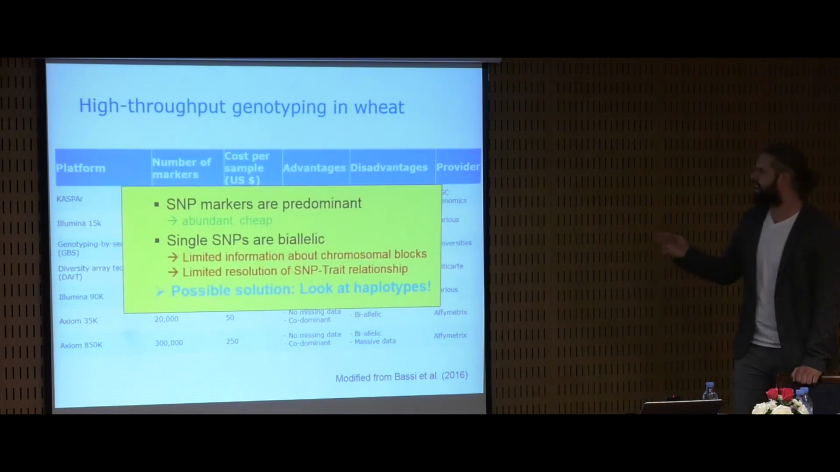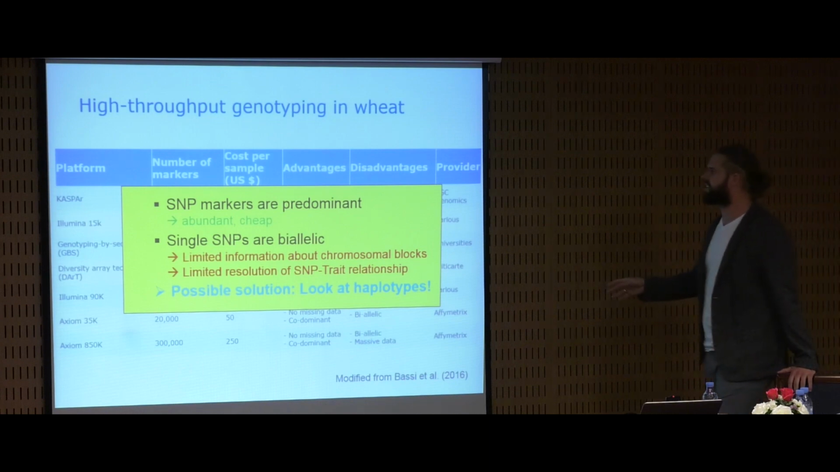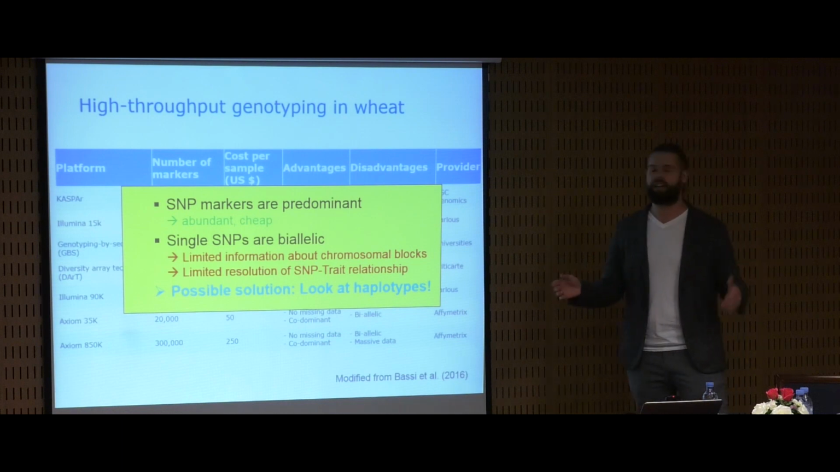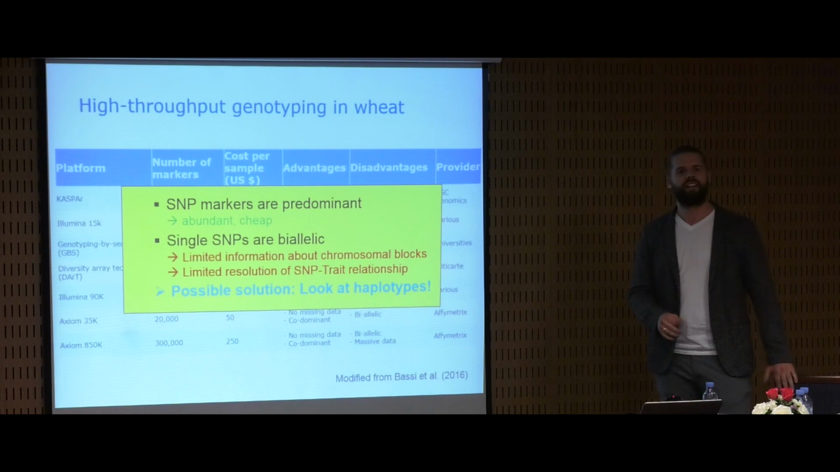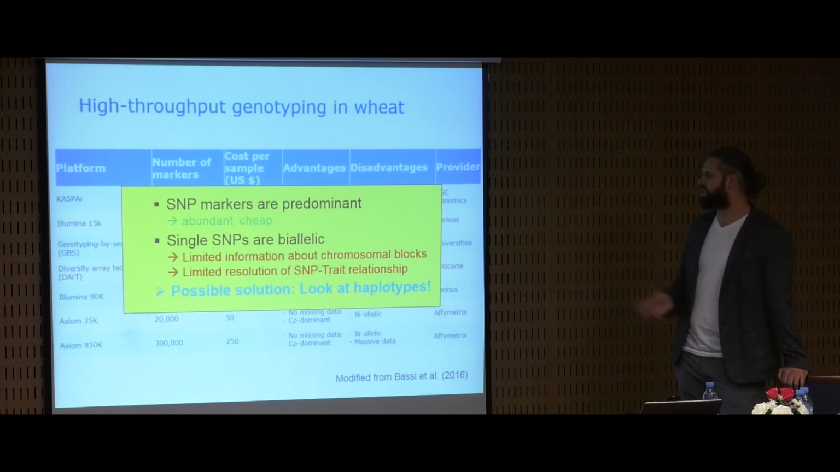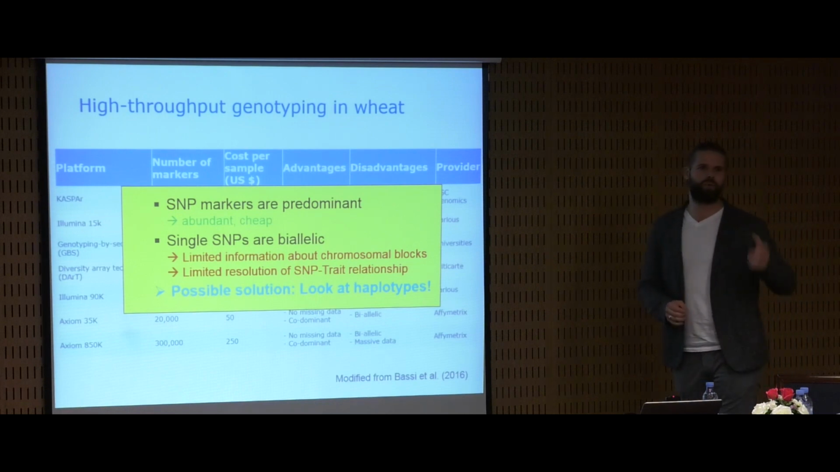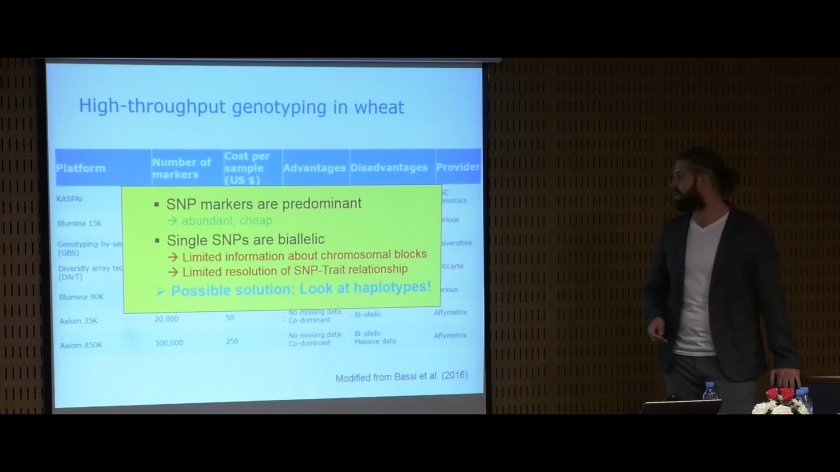And what we see here is that SNP markers are really predominant across all these different technologies, which is fair enough because SNPs are basically everywhere. They are really abundant. That's why they're also pretty cheap to score. So they're basically the ideal marker type to use. But the downside is SNPs also have a few limitations. For example, they're typically biallelic. So you only have a limited informational content when you want to consider chromosomal blocks. So you always only have allele A or allele B.